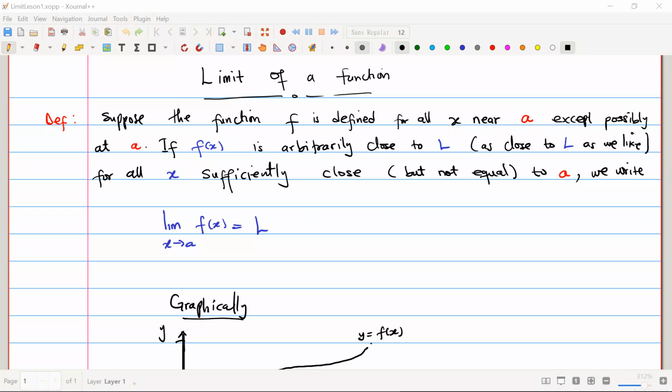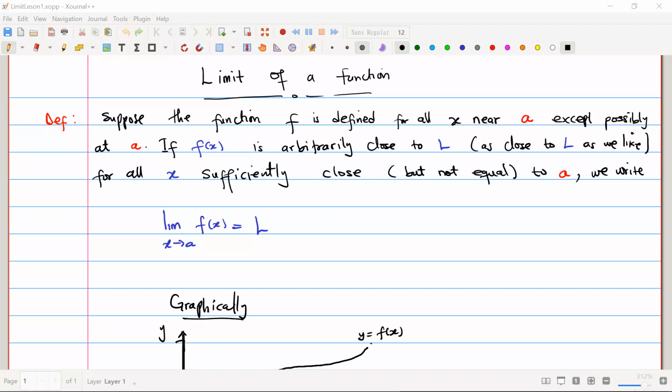Hi, welcome to this first lesson of our study of limits in calculus. We're going to go through the definition of limit and what it means, the graphical point of view, and we'll take some examples to solve in our next lessons. So, limit of a function.